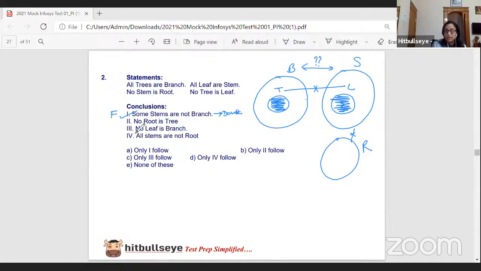Okay, great. Now let's see the second one. No root is tree. They are saying that root and tree cannot intersect. Of course they can intersect. Root is not supposed to intersect with stem, but it can definitely be drawn to intersect with tree. How can I be so sure about it? So something that you are not sure about, you have a doubt about it, will again be called a false conclusion. Are you clear with the second one as well?